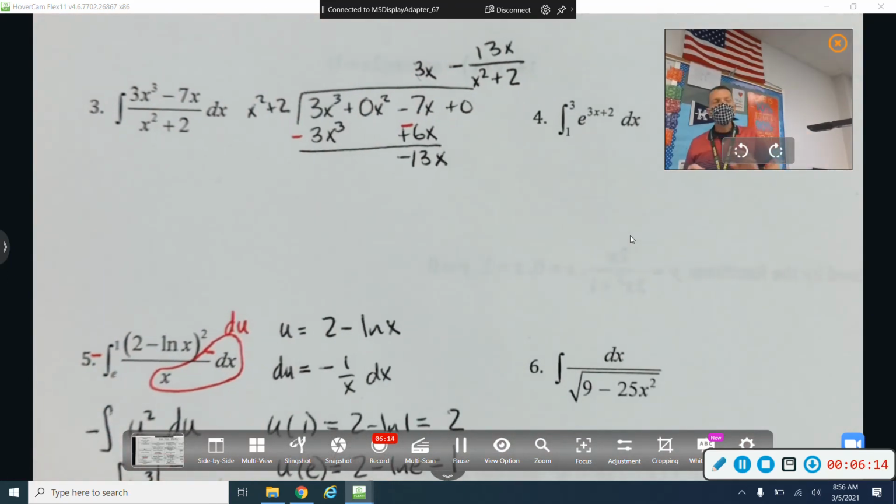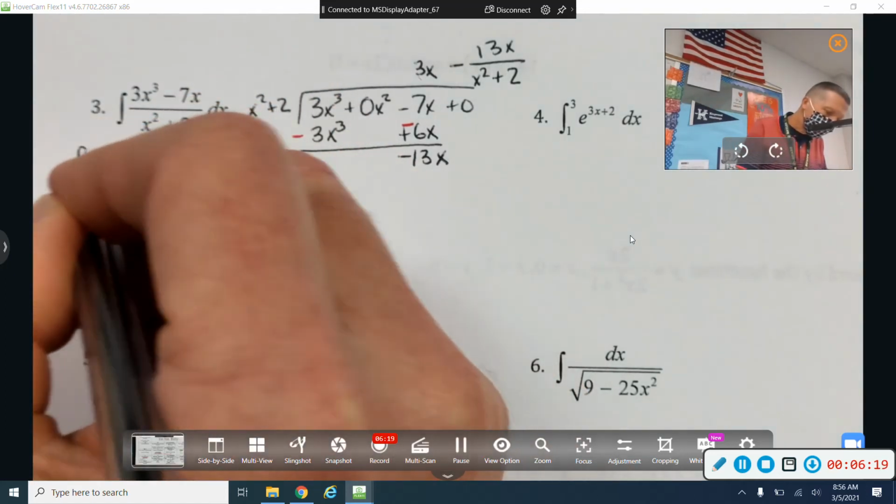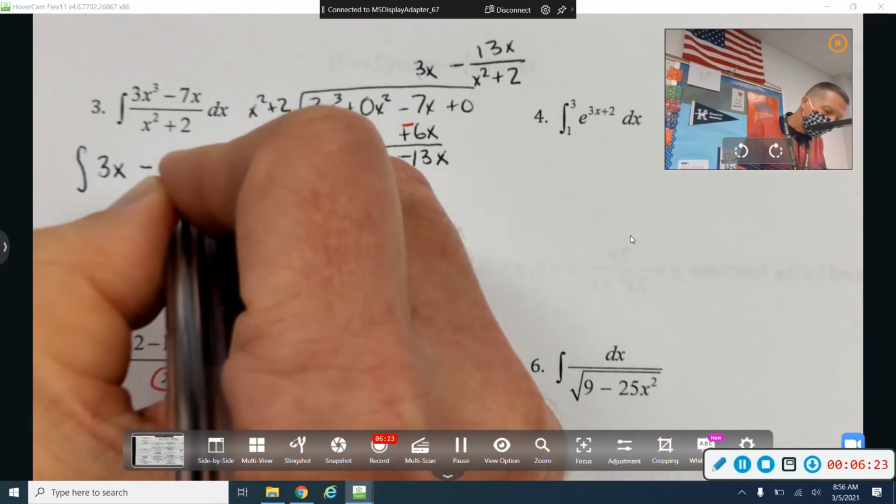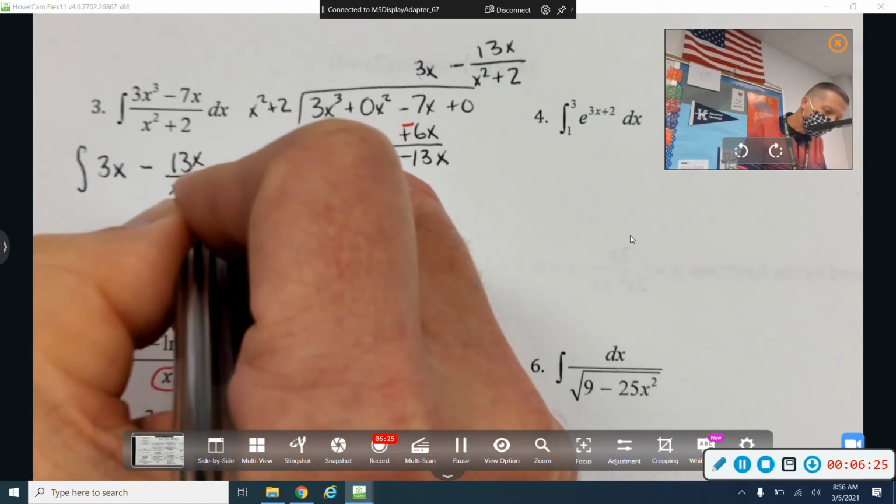So again, we're not done yet. We haven't even done calculus yet. That's algebra. So the integral of 3x minus 13x over x squared plus 2.